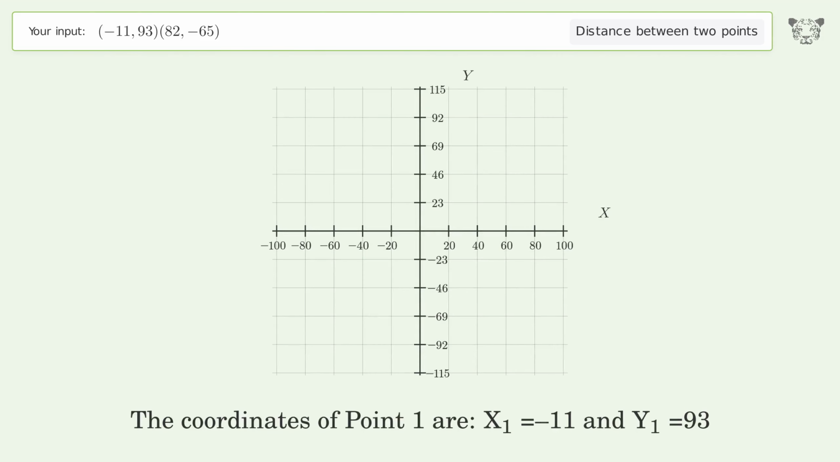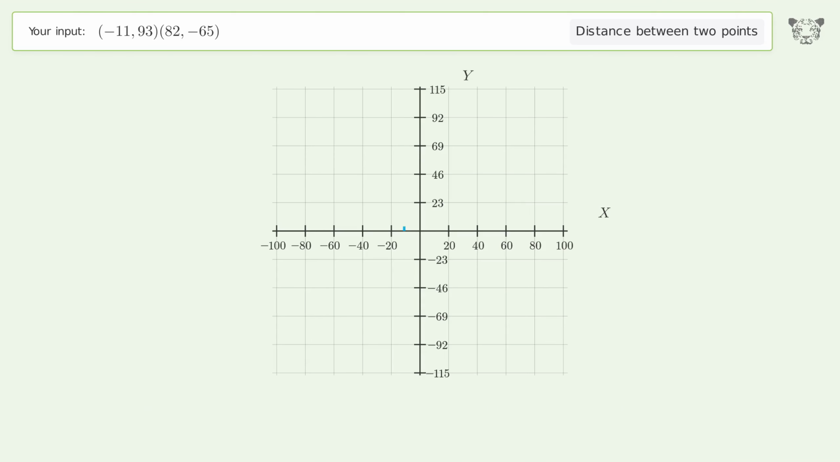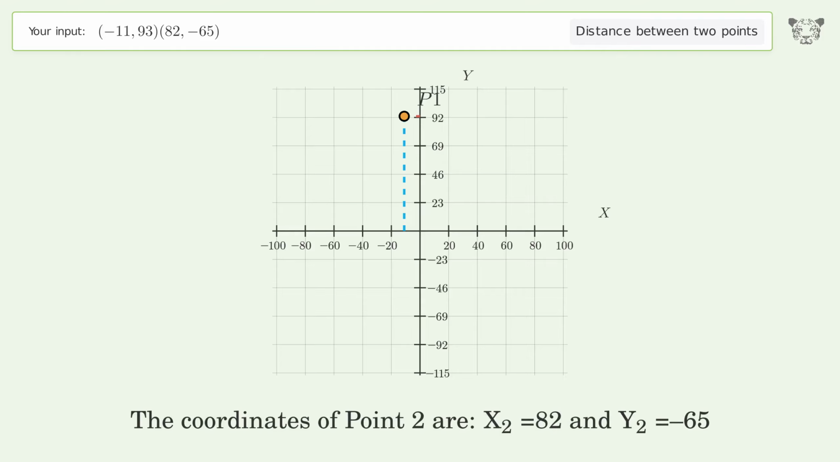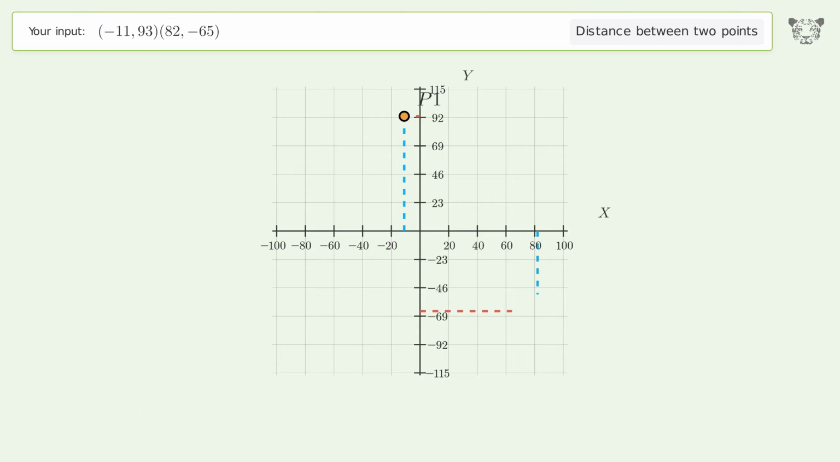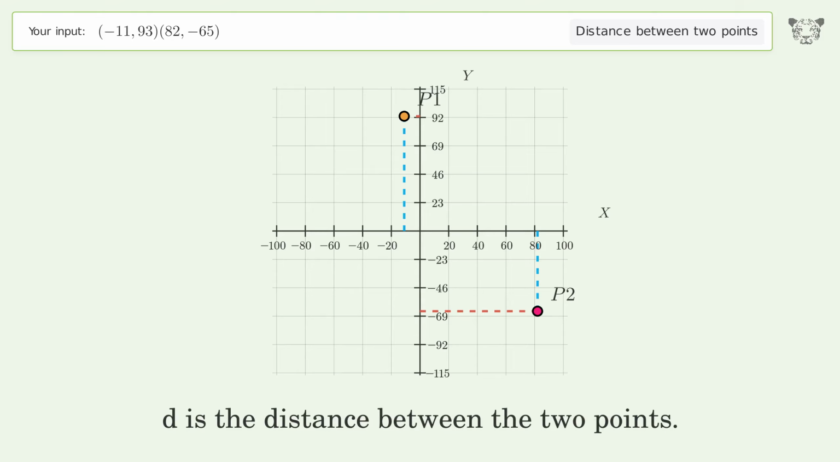The coordinates of point 1 are x1 equals -11 and y1 equals 93. The coordinates of point 2 are x2 equals 82 and y2 equals -65. D is the distance between the 2 points.